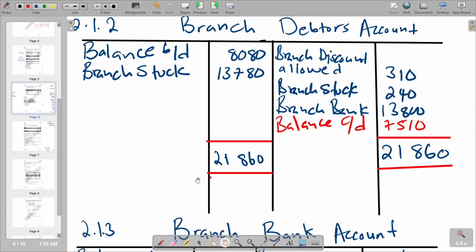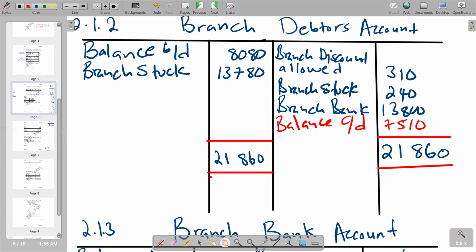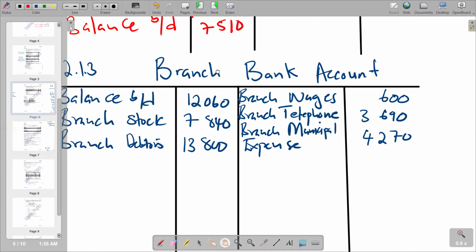And remember, it is also to appear on the opposite side below the double lines as our BD. So we are now saying balance. This is what we have on this one. And we can move on to the next one, which is branch bank account.